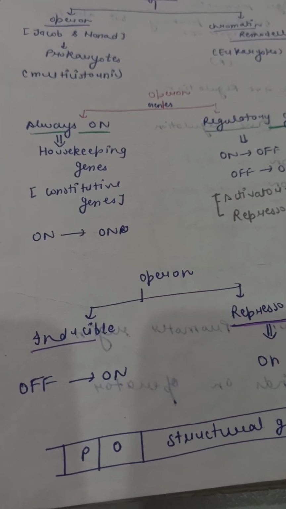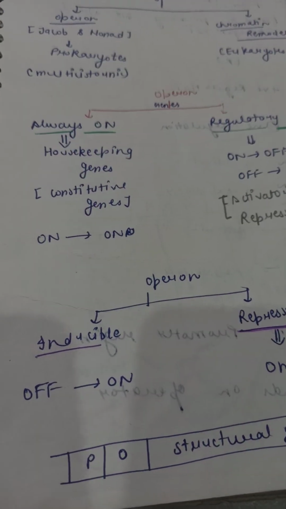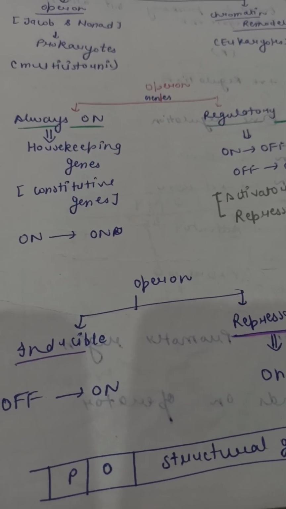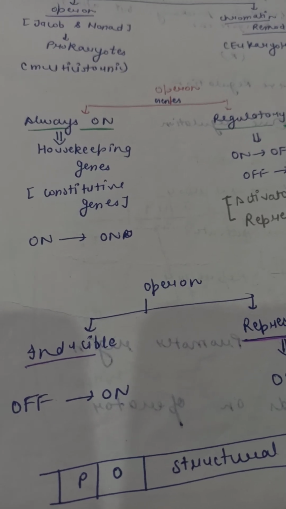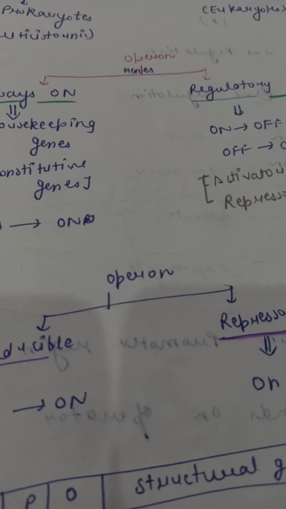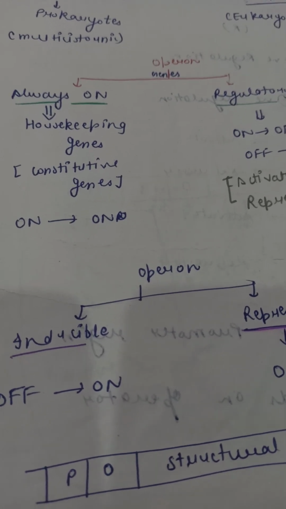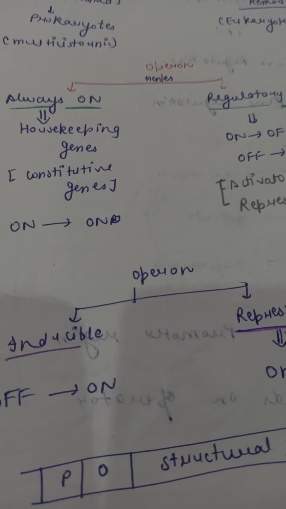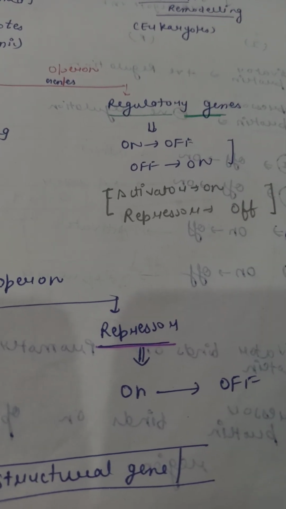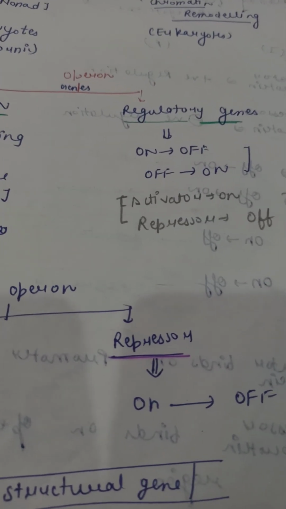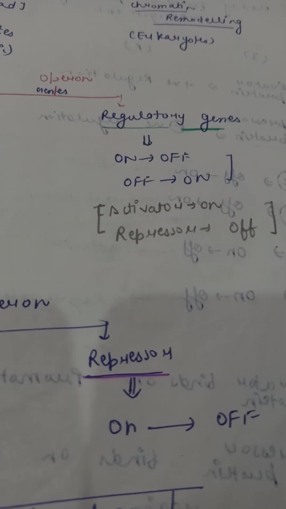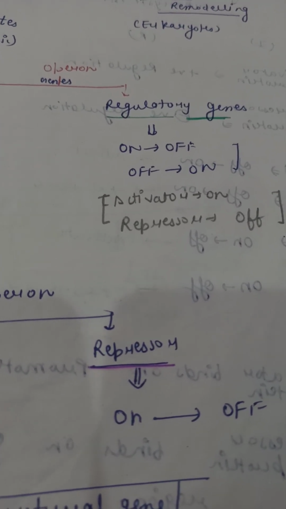In operons there are two types of genes. The first genes are those which are always on, and these are known as housekeeping genes, and they are constitutively expressed in the operon. It means if they are on, they will stay on. You cannot switch them off and on. It will be on regularly. And then we have regulatory genes, which you can switch. If they are on, you can convert them into the off situation, and if they are off, you can convert them into the on situation.